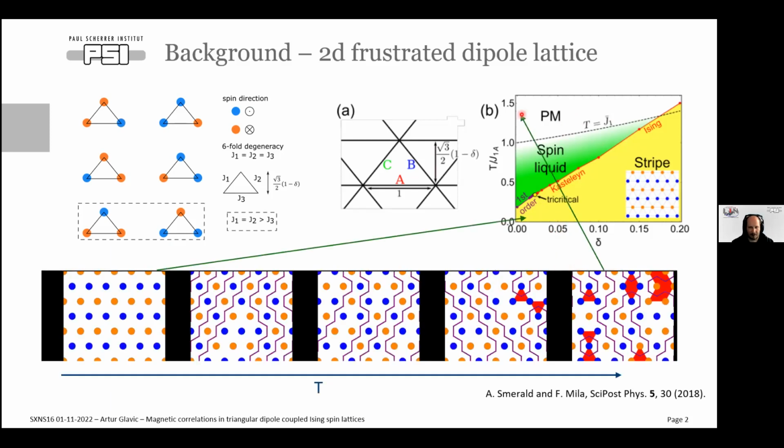And in the different phases, the correlations, starting from these long-range stripes, start to get more randomized while still keeping the ice rule in the triangles. And at higher temperatures, you also get 3-up or 3-down triangles that are higher in energy.